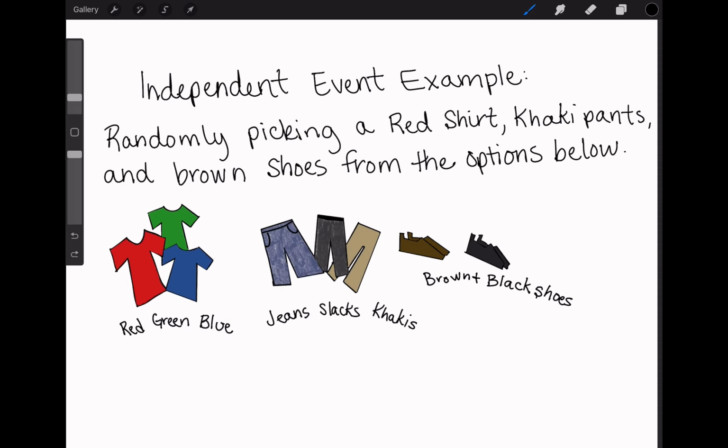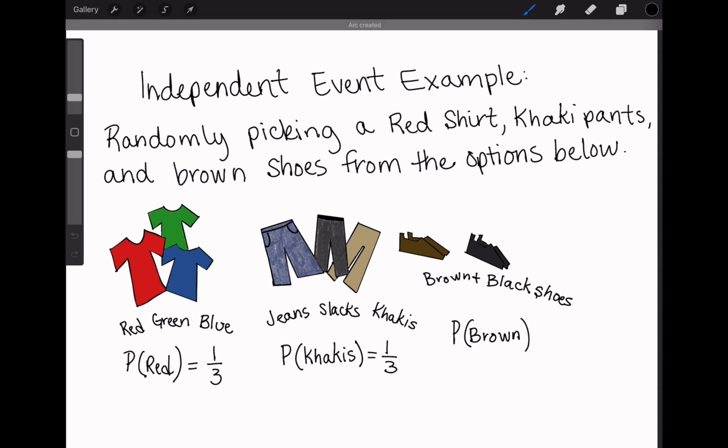Here's another example of an independent event. Randomly picking a red shirt, khaki pants, and brown shoes from the options below. So here's our sample space. I have red, green, and blue t-shirts, jeans, slacks, and khaki pants, and brown and black shoes. The probability of selecting a red t-shirt is 1 out of 3. The probability of selecting khaki pants is also 1 out of 3. And the probability of selecting brown shoes is going to be 1/2.